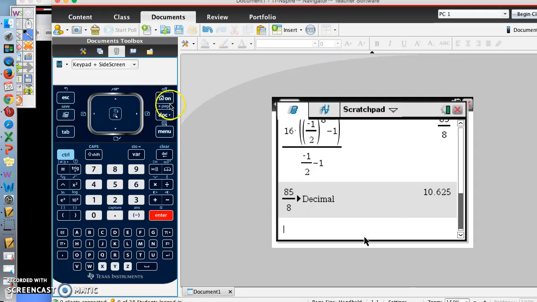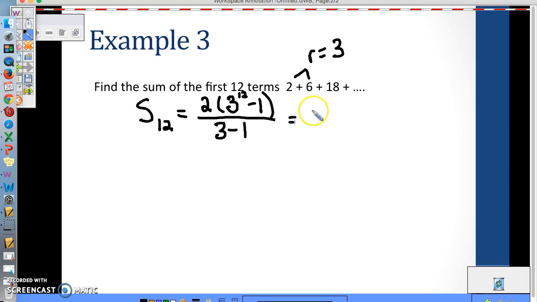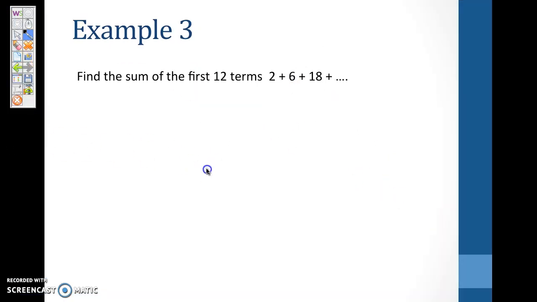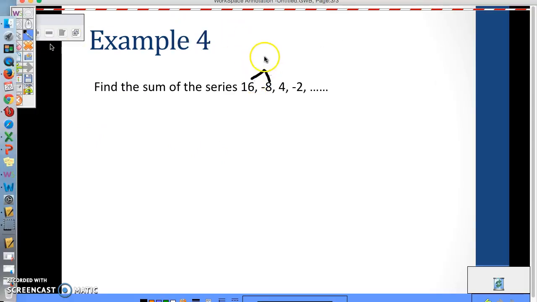And I believe somewhere I put this in the calculator. Let's see. Yep, here it is. 531440. Alright, so there's that sum there, and if we take a look at another one here, find the sum of the series here. Well, if we look at this, it's getting smaller, and we're multiplying by negative 1/2. So this one is infinite.